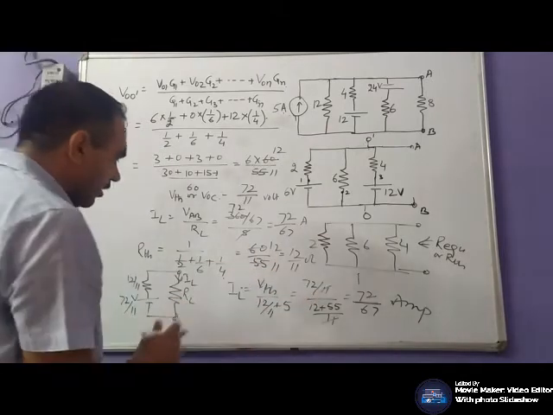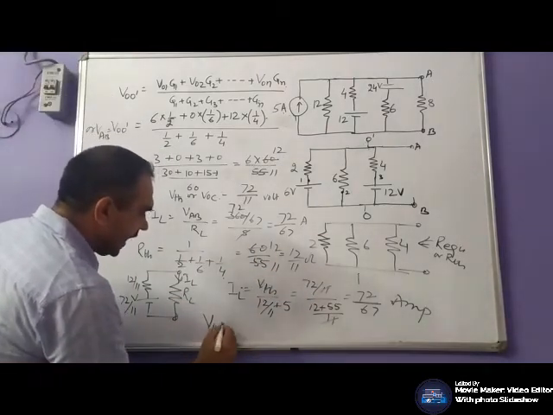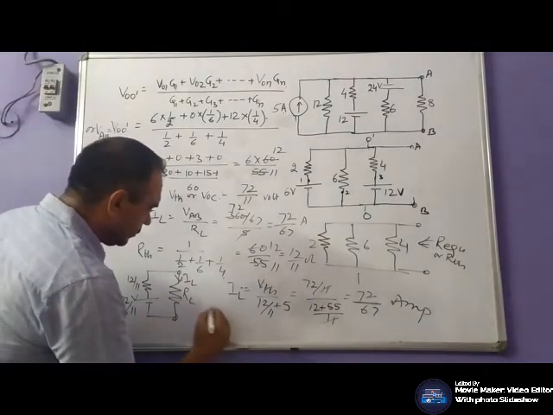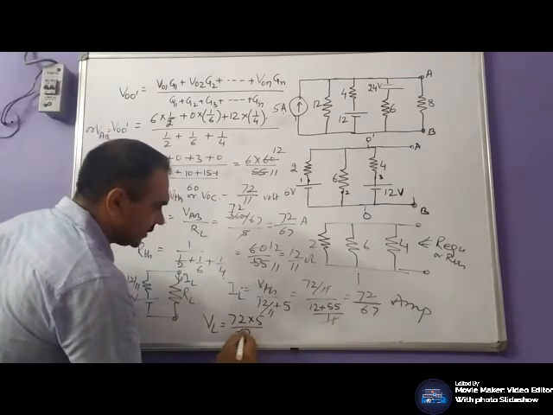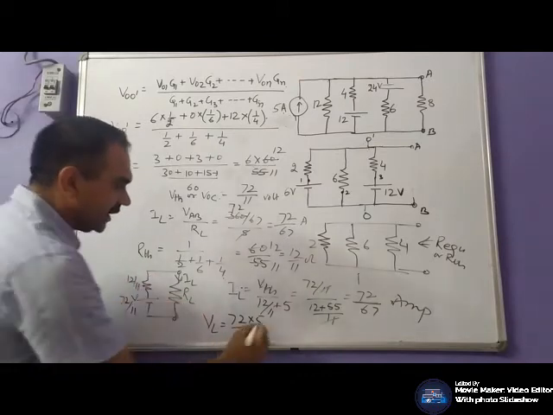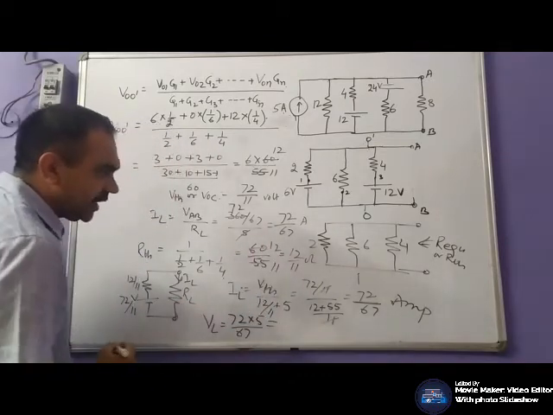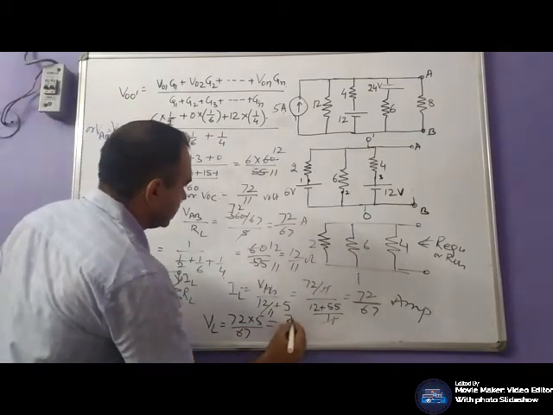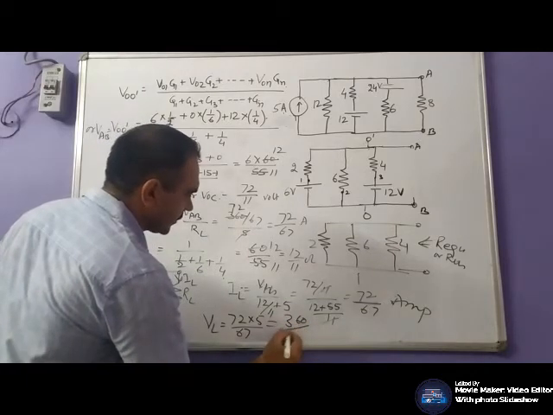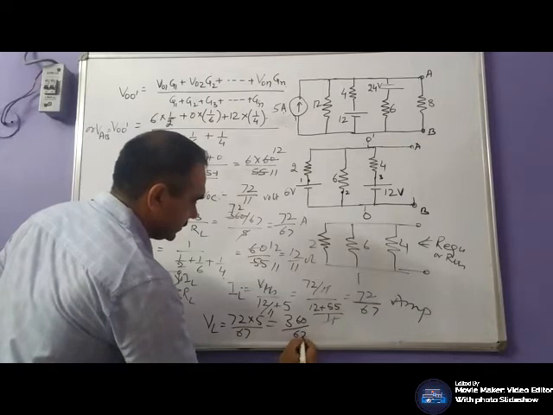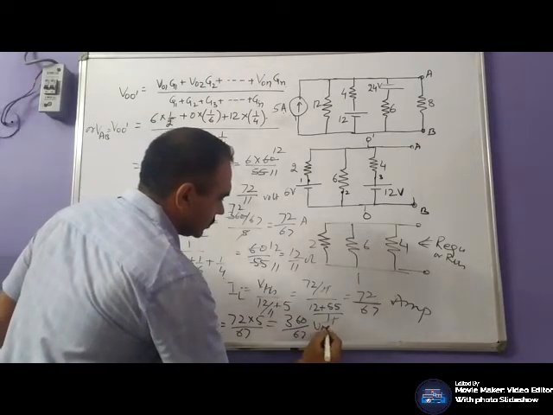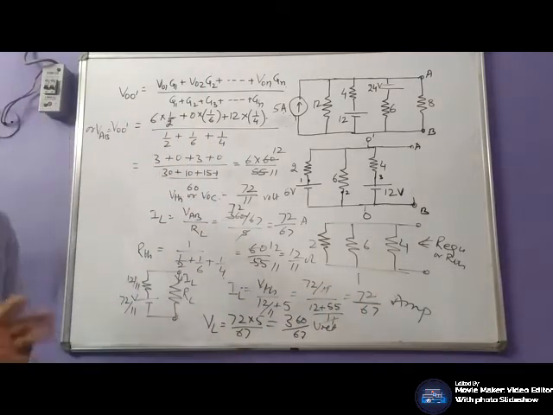Or what would be the voltage? VL would be equal to 72 into 5 by 67, that is IL into RL. It comes out to be the same, 360 by 67 volt. The result would remain the same.